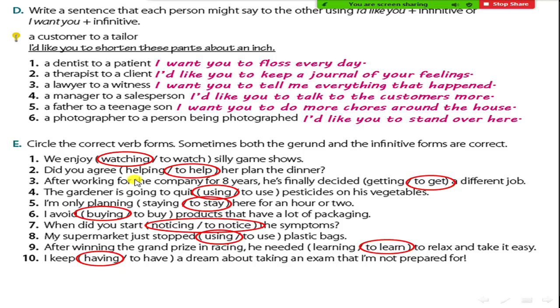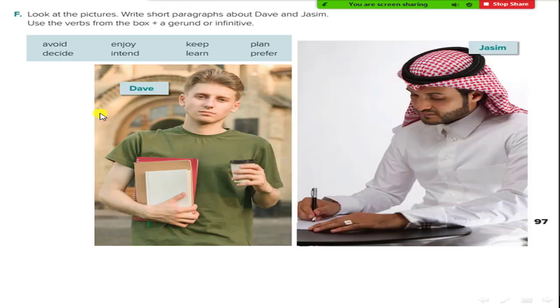Thank you, guys. And in exercise F, look at the pictures of Dave and Jazim. Look at the two pictures. Write a short paragraph about Dave and Jazim. Use the verbs from the box plus a gerund or infinitive. Here are some verbs: avoid, decided, enjoy, intend, keep, learn, plan, prefer. Use these verbs to write a paragraph about Dave and Jazim.